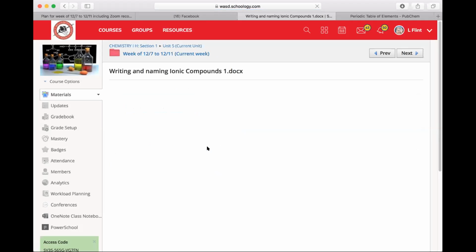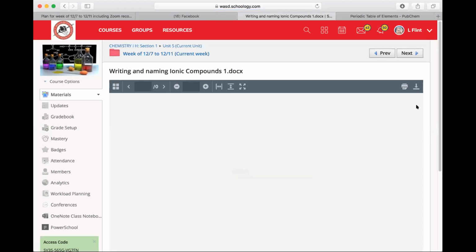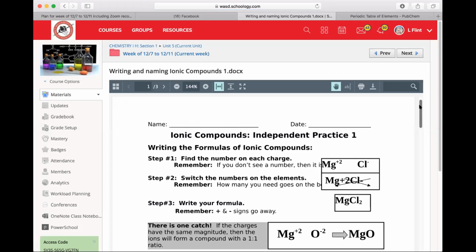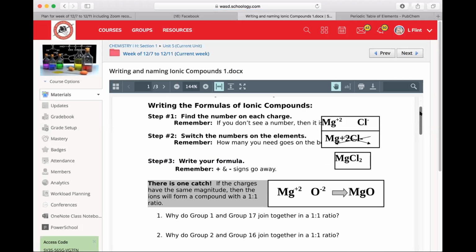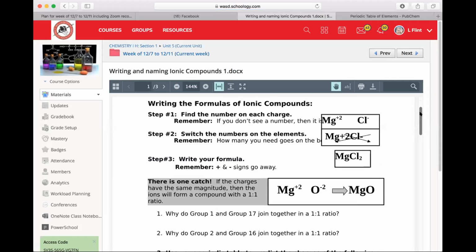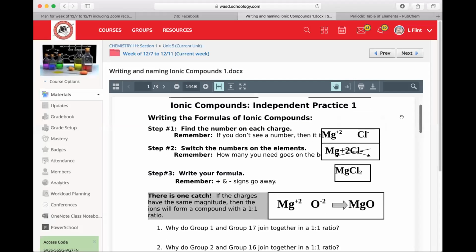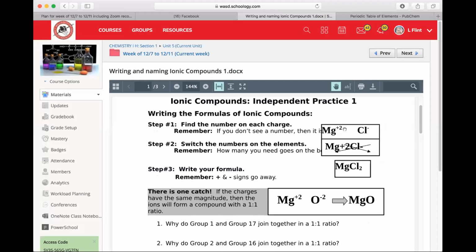In the writing and naming ionic compounds paper, there is some information at the top and a few basic questions about naming and writing basic ionic compounds. These don't include polyatomic ions or transition metals, which we'll do tomorrow and Thursday and Friday. But some basic ideas are, you've got to find the charge for the ions that those elements would make. And then you can do the cross-down method.